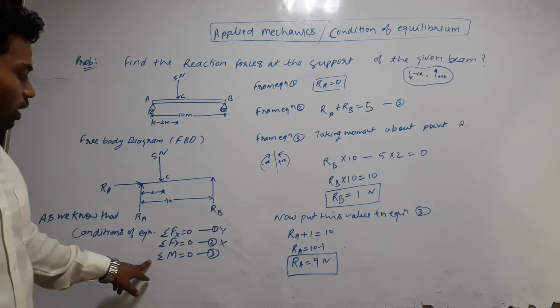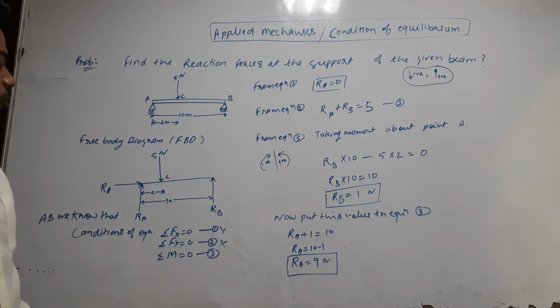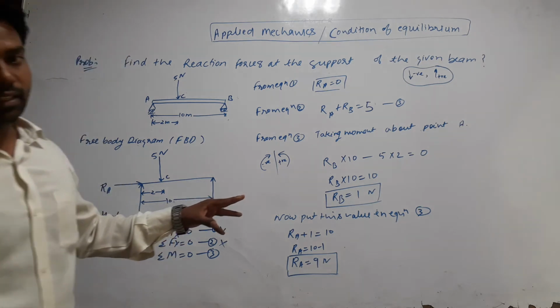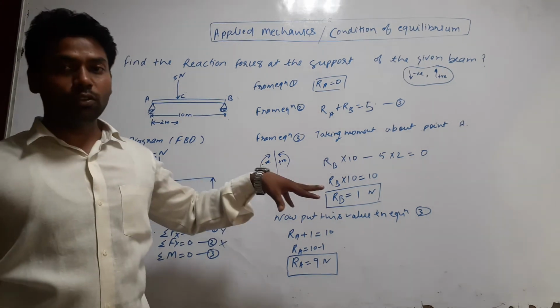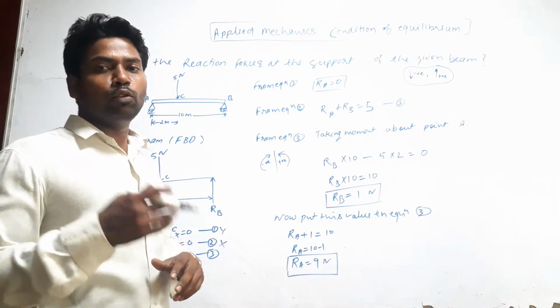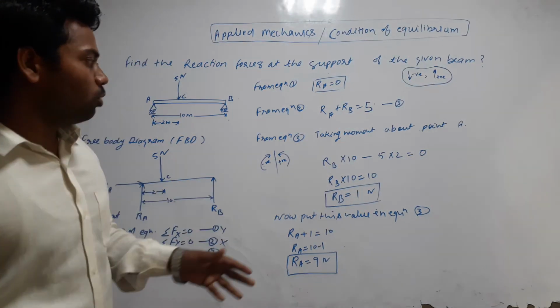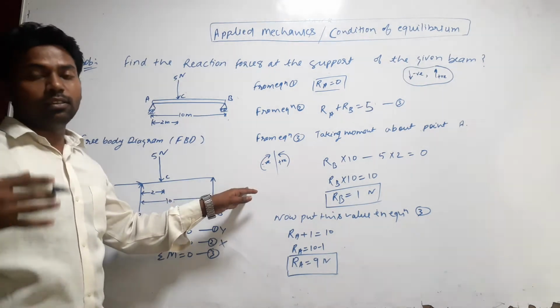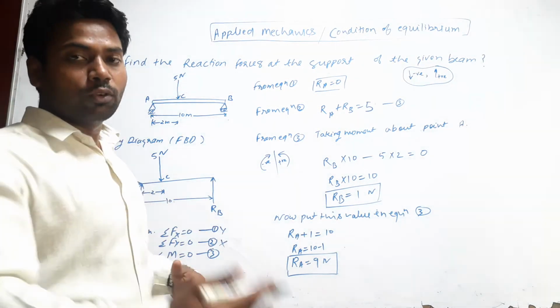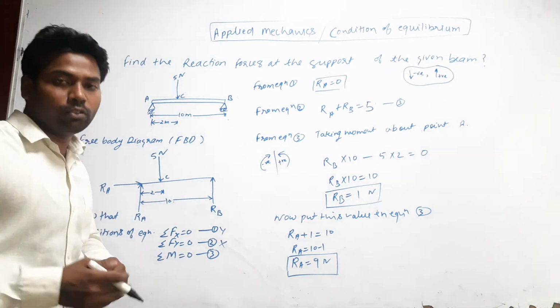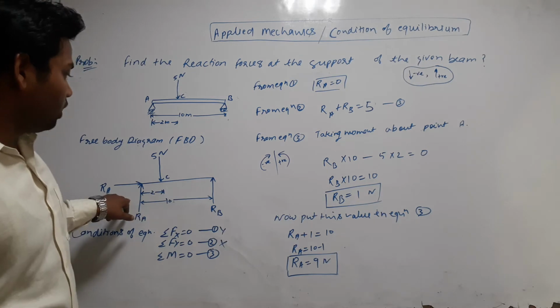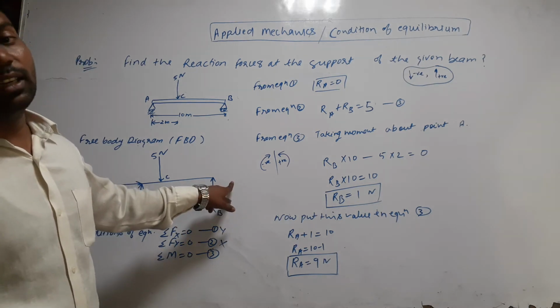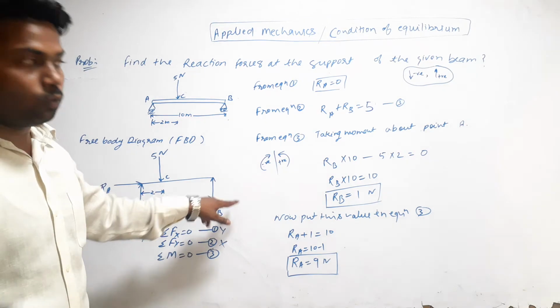Now we will come to the third condition of equilibrium. What is the third condition of equilibrium? That is, all the moments formed by all the forces on that body should be equal to zero. If we take the moment about any point, the summation of all the moments made by all the forces acting on the body should be equal to zero, like the forces. As you can see, there are three forces, so all three forces will make moments. So we will see.